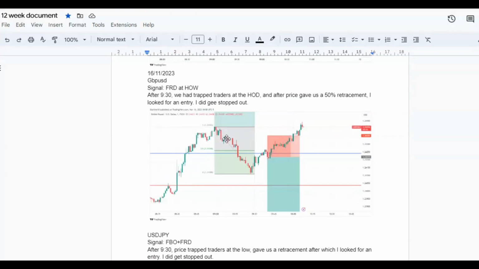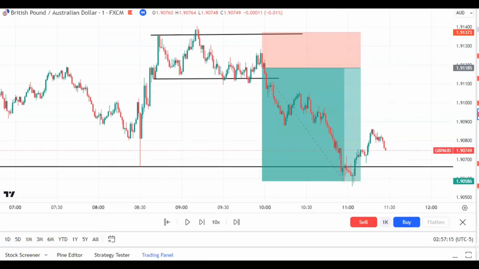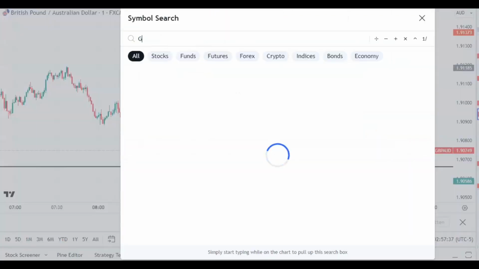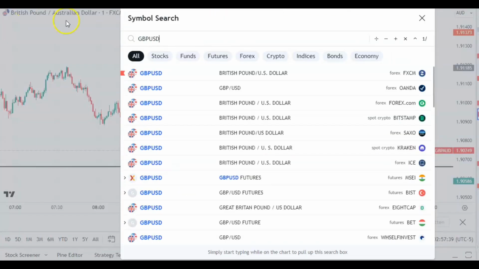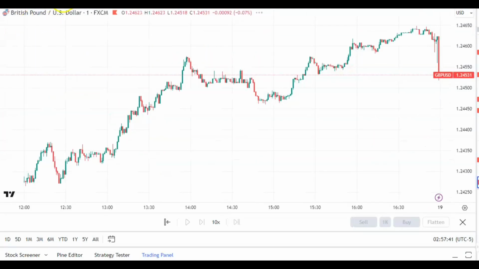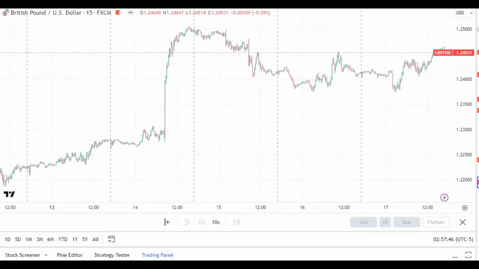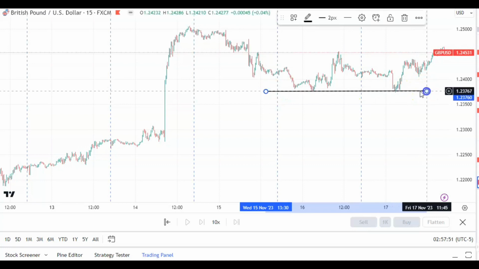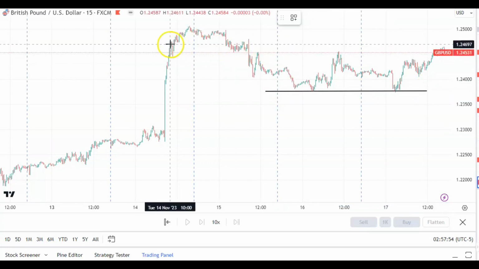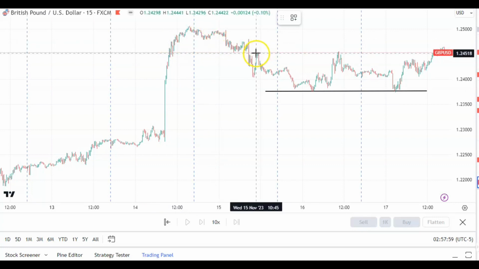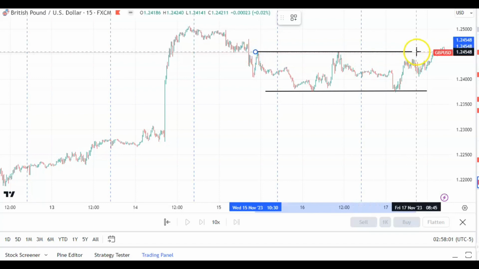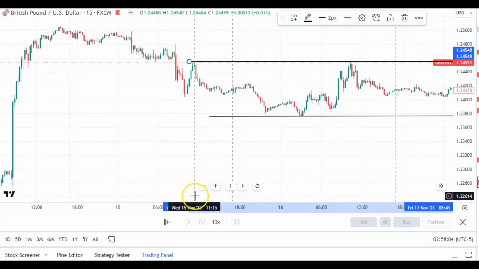Moving on, the next trade was on Thursday. On Thursday, I took 2 trades: the GBPUSD and another pair. So this was Thursday. We had the first trade on Wednesday. On Thursday I was looking for an opportunity to sell.